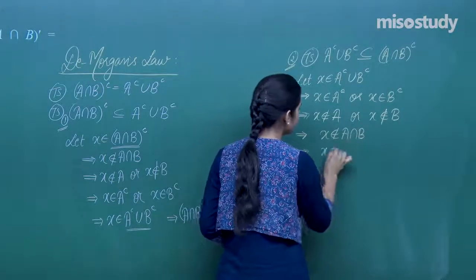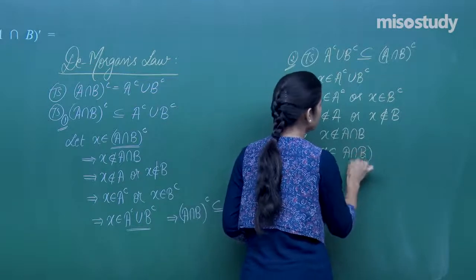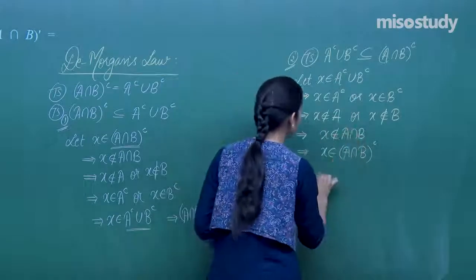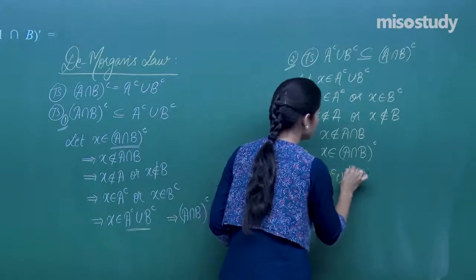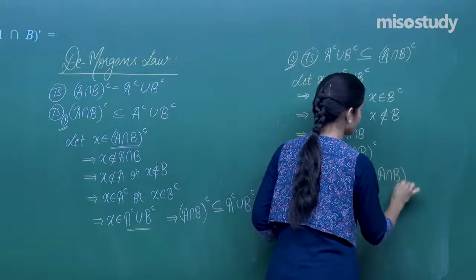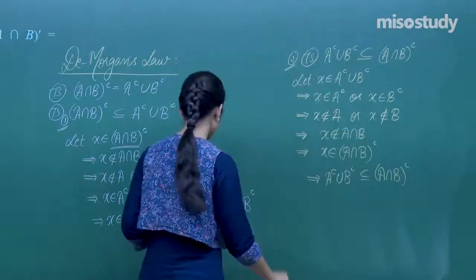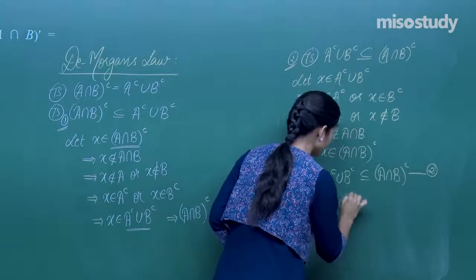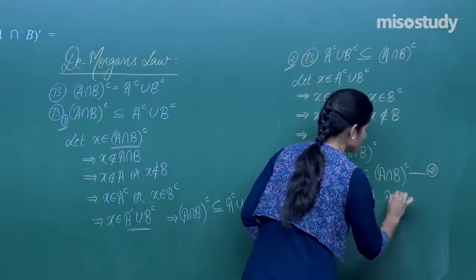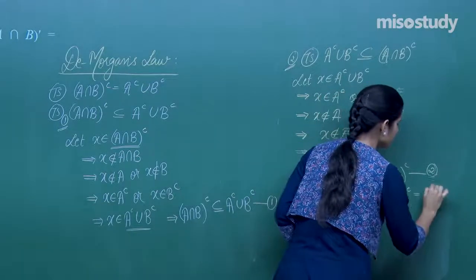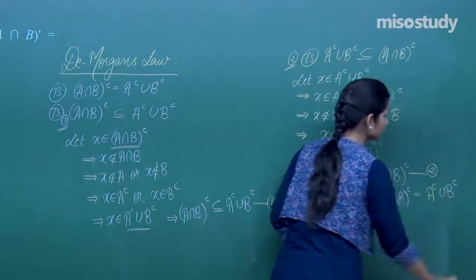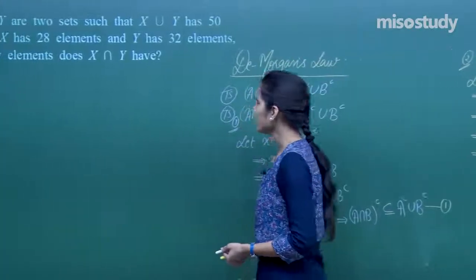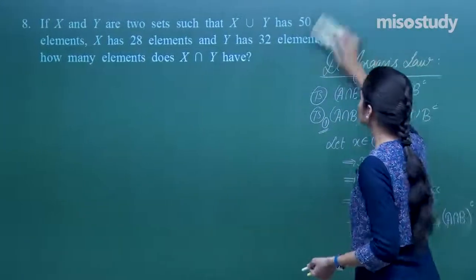If it is not in a set, that means it is in that set's complement. If it is not in A intersection B, that means it is in A intersection B complement, and this implies A complement union B complement is contained in A intersection B whole complement. So by 1 and 2, we have A intersection B whole complement is A complement union B complement. Hence proved. Okay?